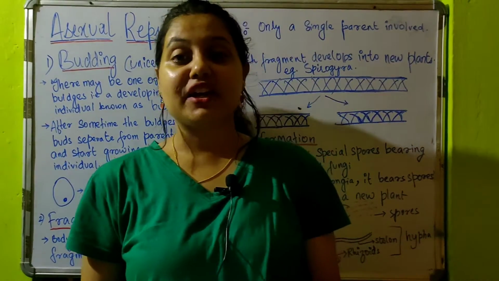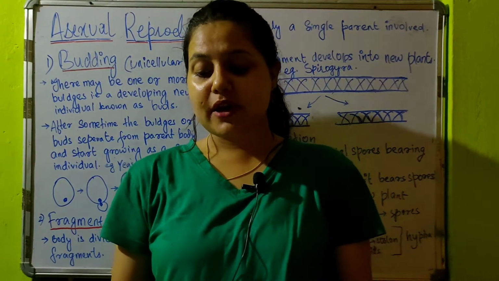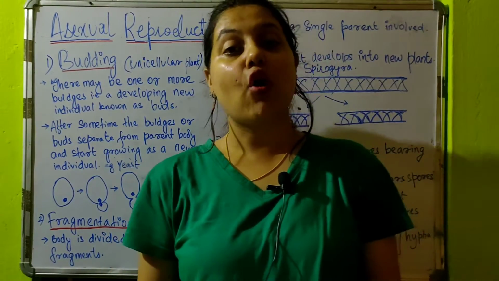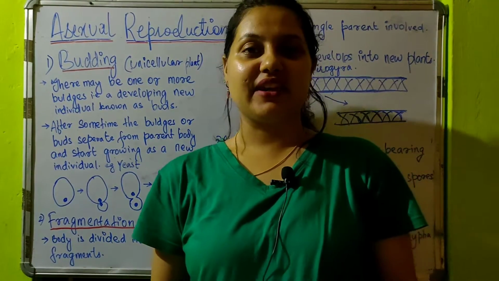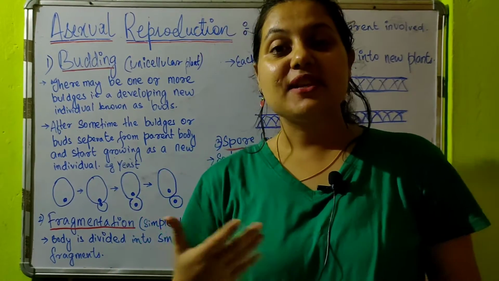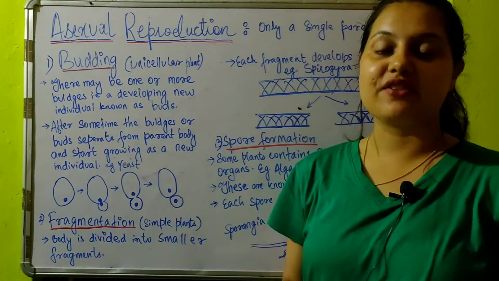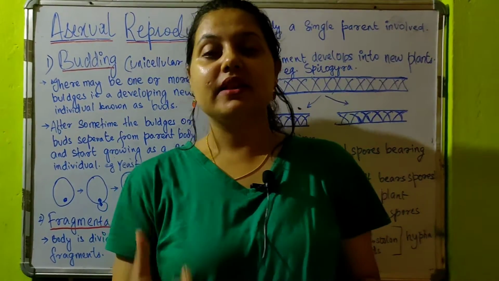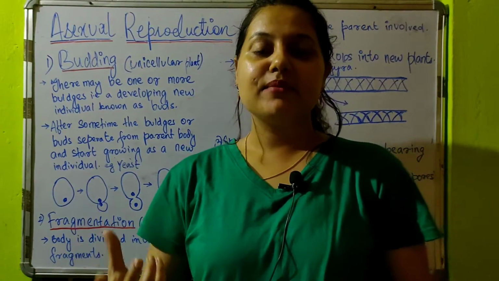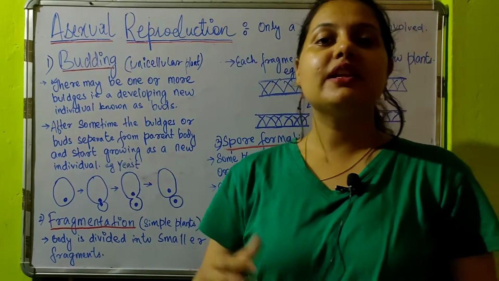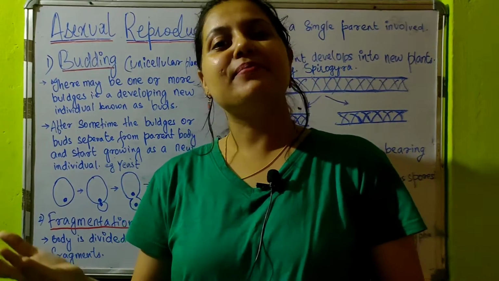Before starting with the chapter, I just want to brief you with what is reproduction. The process by which a living organism produces its offspring is called reproduction. That means a mother gives birth to a child which resembles her. If a mother is a plant, she will give birth to a plant, right? She will produce a plant. If a mother is a cat, she will produce a cat.